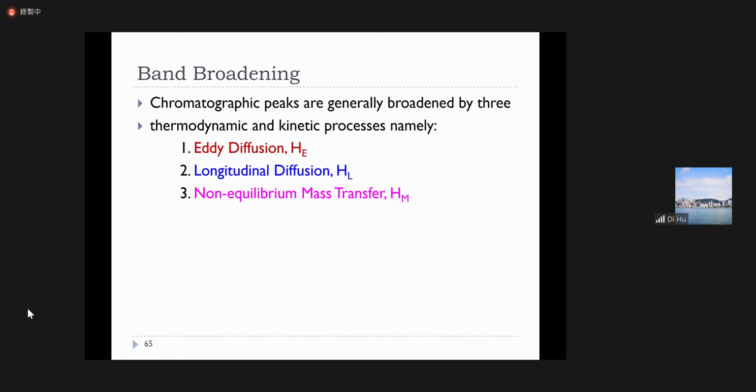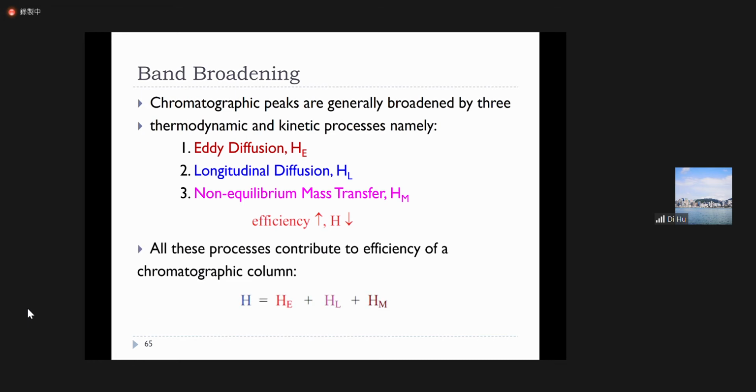And now, how about in LC? It's the same factors that influence liquid chromatography. Will that be different from those in GC? So how about the situation in LC? Let's first look at the eddy diffusion. What is the eddy diffusion? Okay, before we talk about that, let's know about all these things, because we have eddy diffusion, longitudinal diffusion, and non-equilibrium mass transfer.